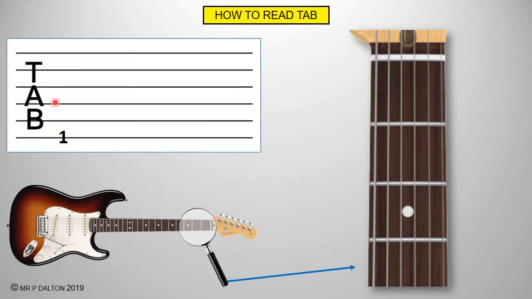Now I've got to figure out what the 1 means. Well, the 1 means I'm going to put my finger behind the first fret here. So it's 6th string, first fret. That dot tells me where I need to put my finger, just behind the fret. So put my finger on it, press down hard, and I will produce this note.